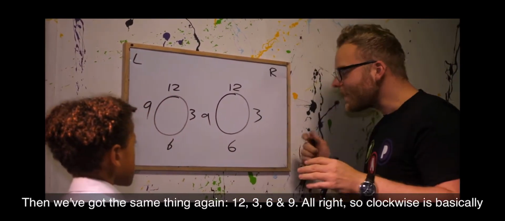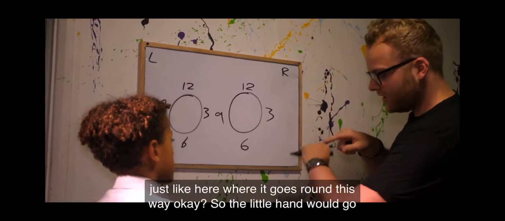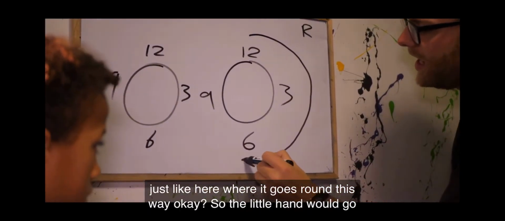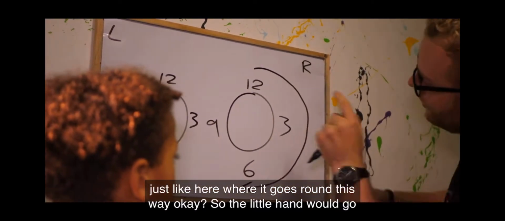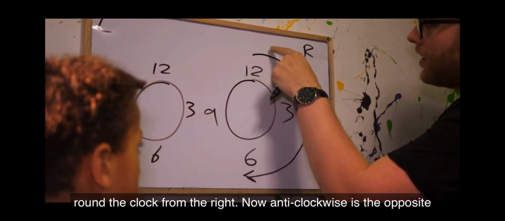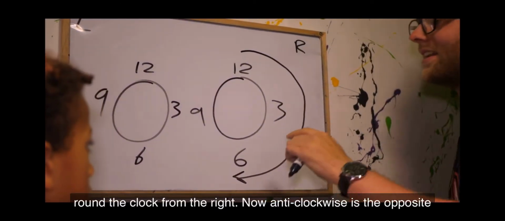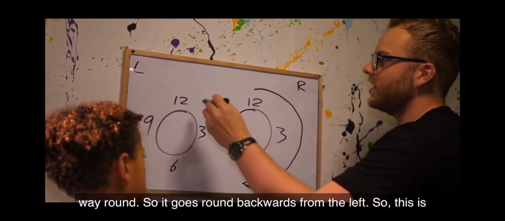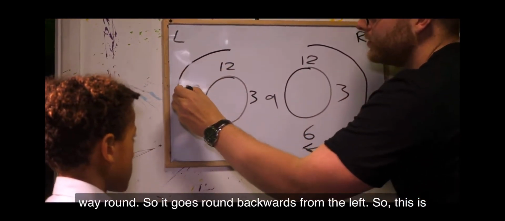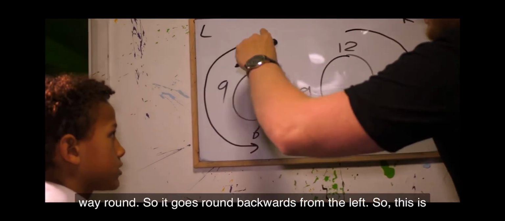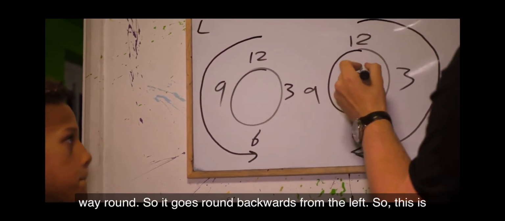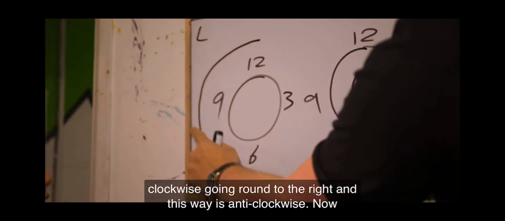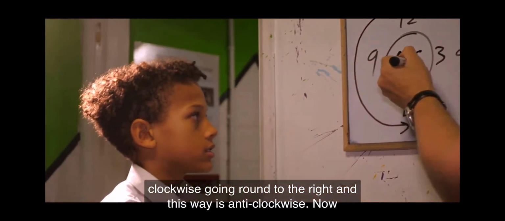All right, so now clockwise is basically just like here, where it goes round this way, okay? So the little hand would go round the clock from going right, okay? Now, anti-clockwise is the opposite way round. So it goes round backwards, just round from the left, okay? So this is clockwise, going round to the right, and this way is anti-clockwise, okay?